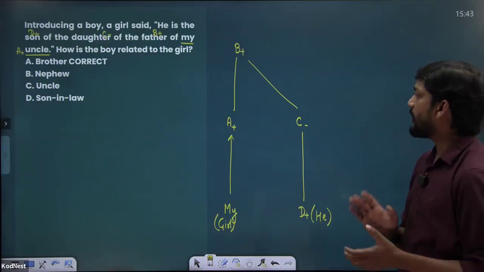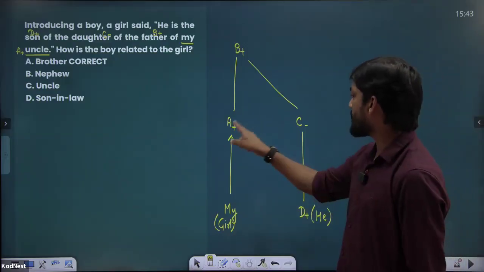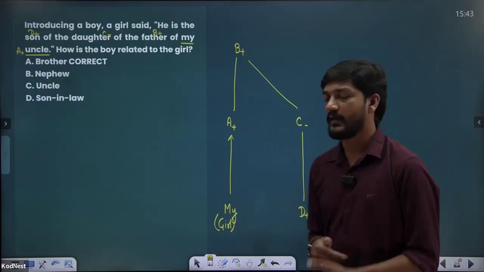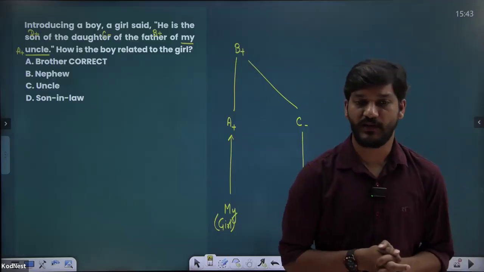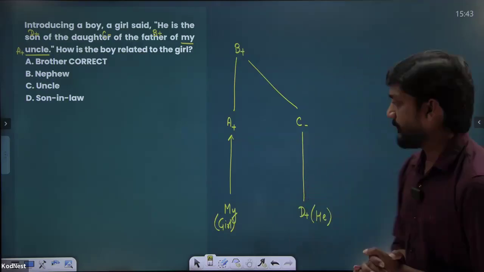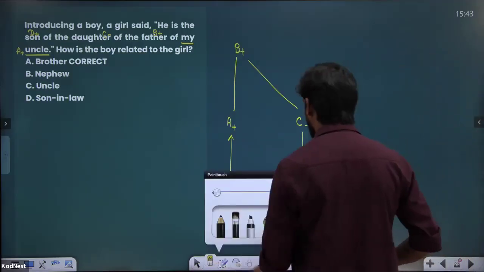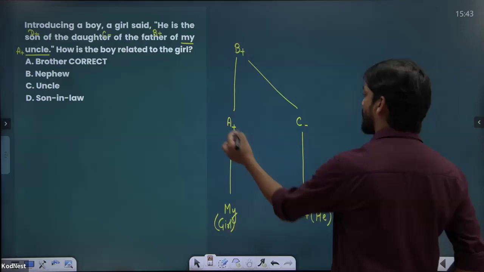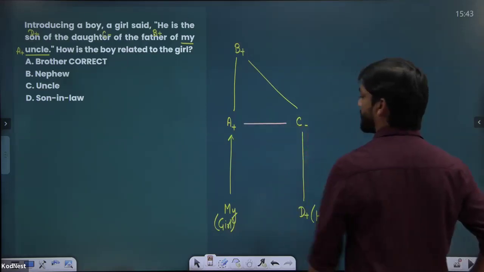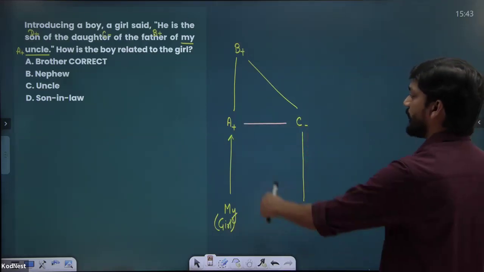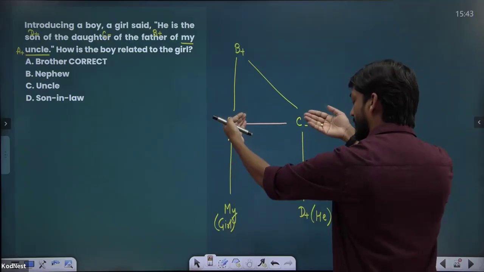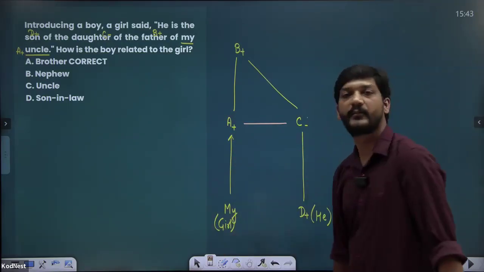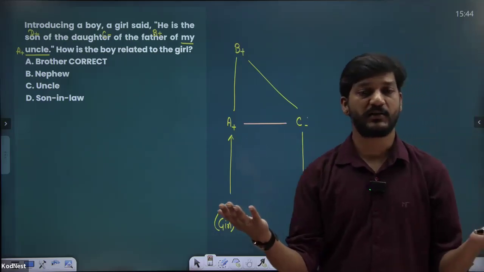So for example, if I ask you, what is the relation between A and C? What will you say? Between A and C, what will you say? Brother, sister. Okay, same generation. They have the same father, so they will be brother and sister. Okay, brother and sister, their children will be what? One is brother, one is sister.